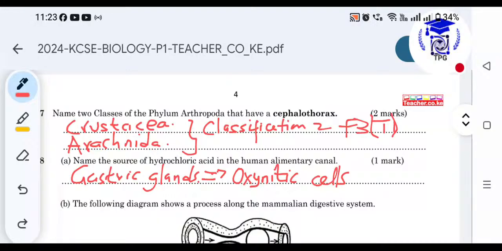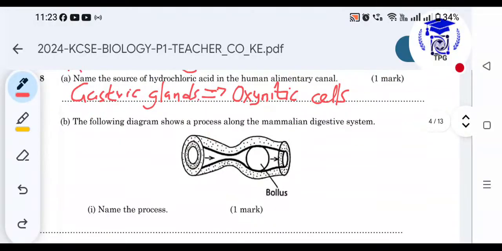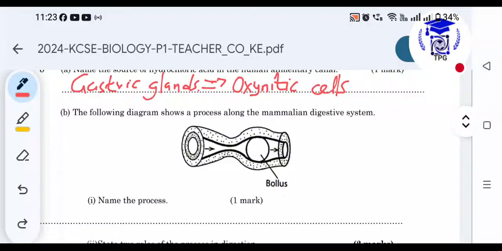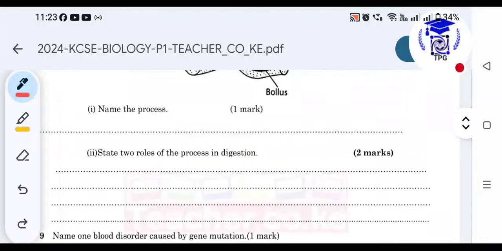So let us now go to 8B. The following diagram shows a process along the mammalian digestive system. Name the process. You can see there is a food bolus. This process is called peristalsis, and it takes place within the esophagus region. It occurs during the process of swallowing.